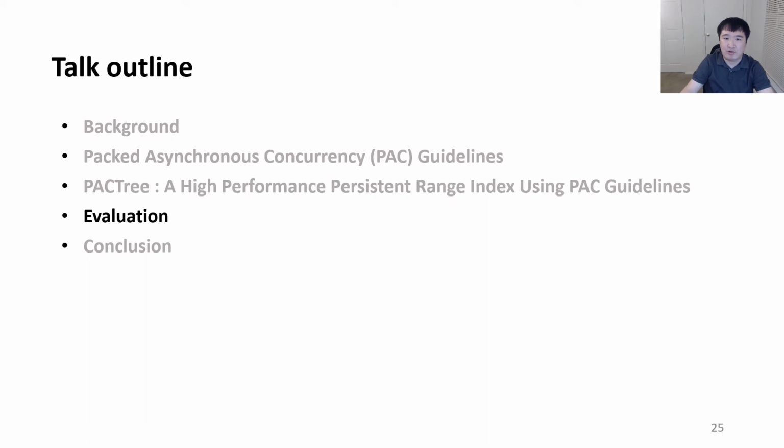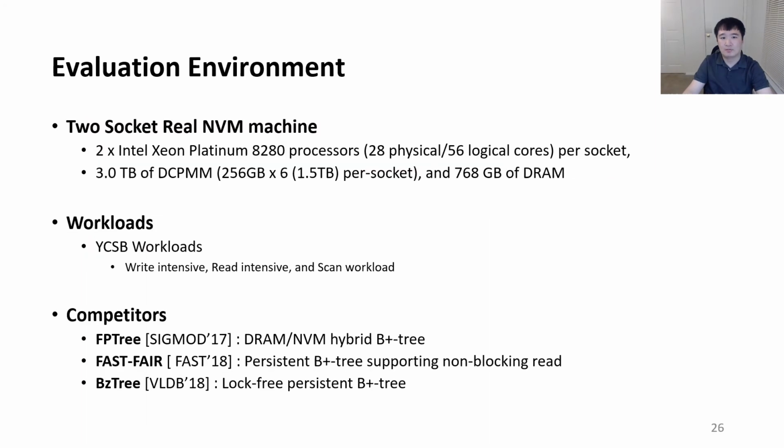Let me show you our evaluation results. We evaluate PACTree on a 2-socket, 112-core machine with real NVM hardware. Our machine has 3 TB of NVM. Each socket has 6 NVM DIMMs. We use the YCSB benchmark, which is the standard benchmark for index structure evaluation. We compare the performance of PACTree against representative persistent indexes: FPTree, Fast and Fair, and BzTree.